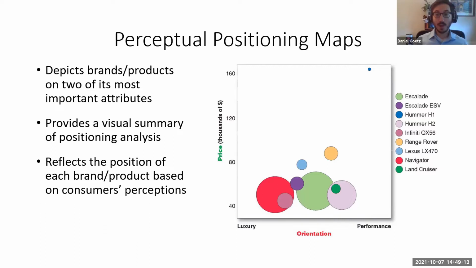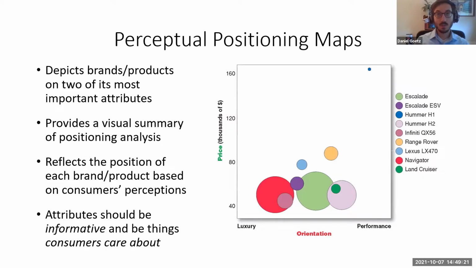This will essentially reflect the position of each brand or product based on consumers' perceptions of that brand or product. The key thing when you're creating one of these maps is that the attributes should be informative. So they should kind of give you a spread of the companies over this map that you create. And they should be things that consumers care about, right? So these should be things that are actually valued by consumers.